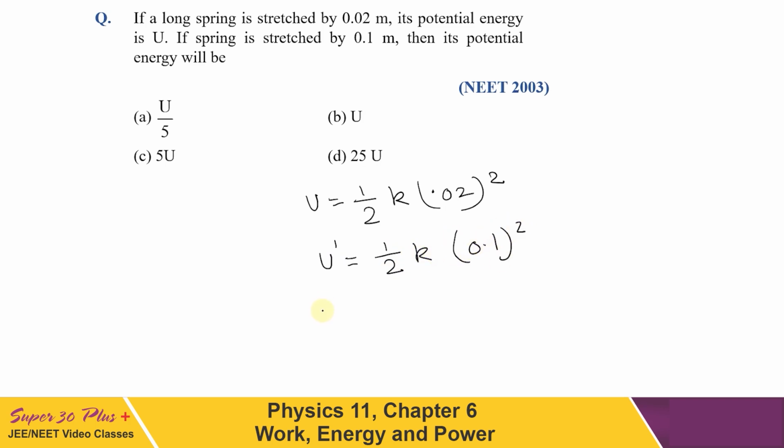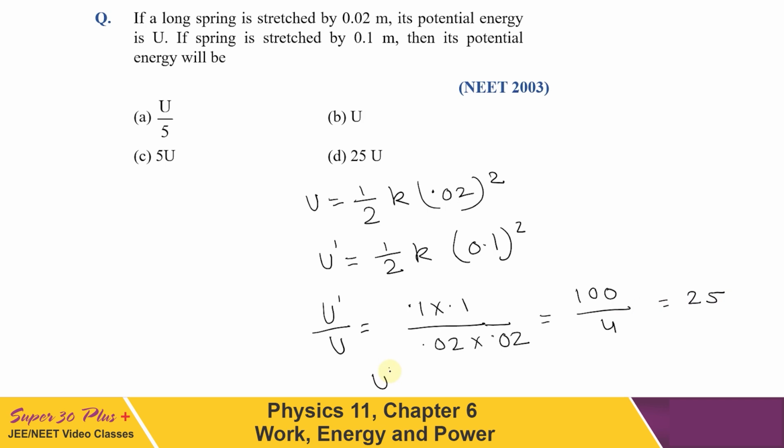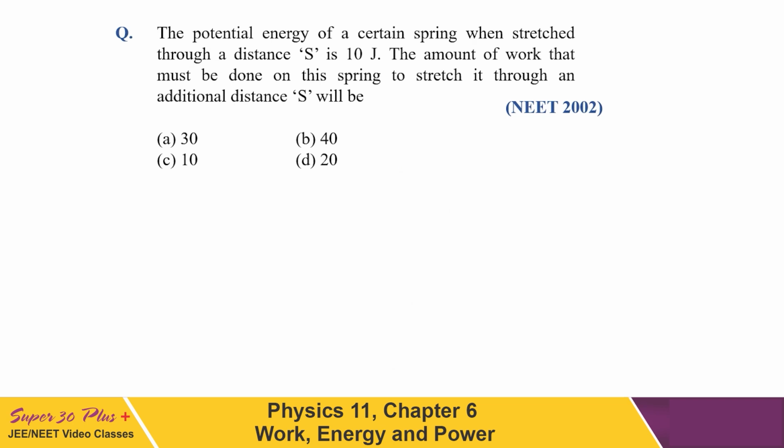Now if I divide these two, U dash upon U can be written as 0.1 into 0.1 upon 0.02 into 0.02. That will be equal to 100 upon 4, which is 25. So the correct option is U dash will be equal to 25 times U, which is our last option.